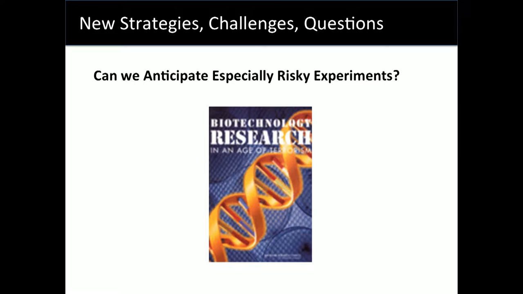One other challenge is whether or not we can anticipate especially risky experiments. So again, this is whether or not we can actually categorize or classify the types of experimentation or manipulation of biological systems that we're performing that might cause unjustified risks. Some of these types of risks have been looked at by a number of committees, scientifically as well as political leaders, to examine what are the ways in which we can categorize different types of harms and risks, both to people and to the environment.